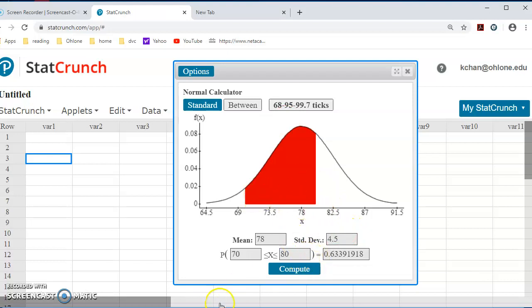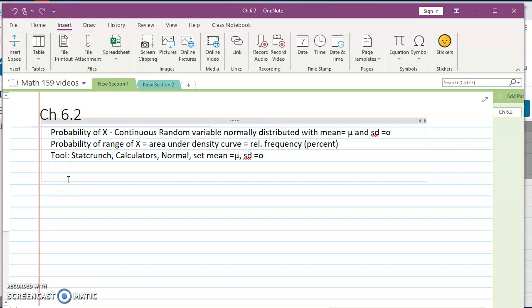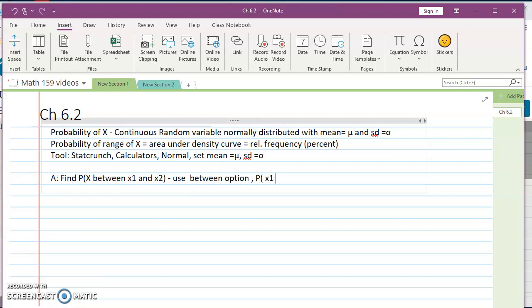So this is basically how we use the mean and standard deviation. Let's record it. This is our tool, and there are three cases. Case A: we find the probability of x between two numbers, x1 and x2. We use the between option, and we say P of x1 less than x less than x2. Then we blank this out and compute.